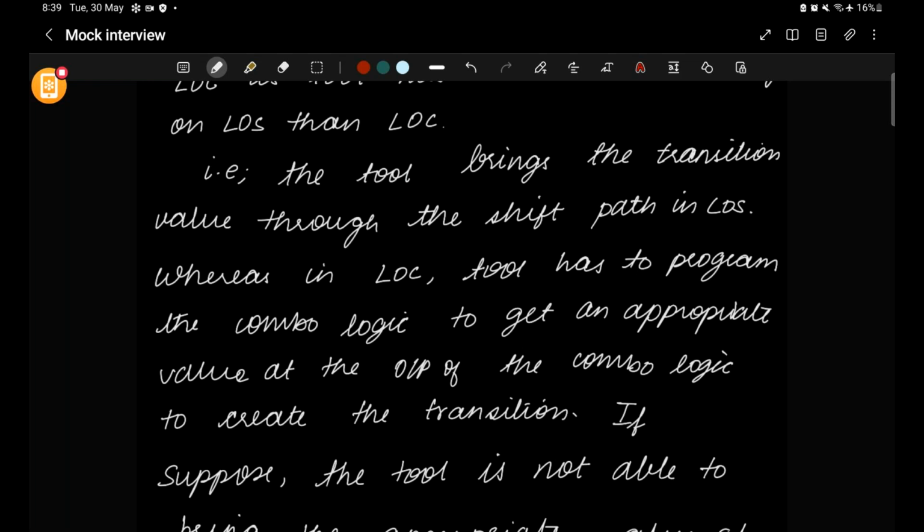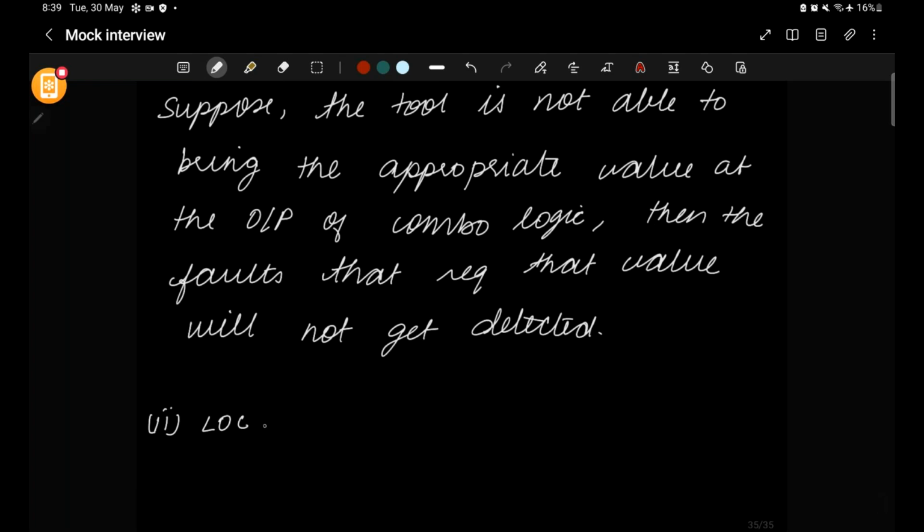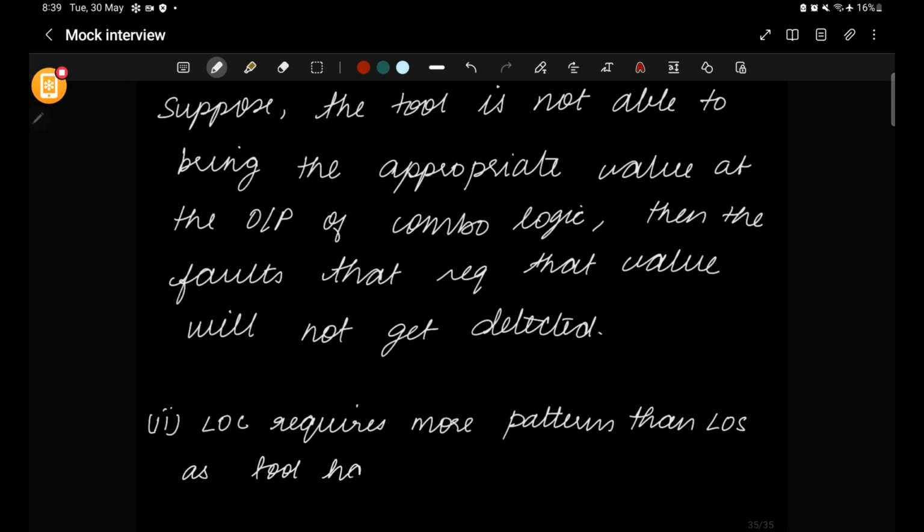Okay. The second observation is that LOC requires more patterns than LOS, for the same reason: the tool has to control the combo logic. LOC will require more patterns than LOS because the tool has to control the combo logic.